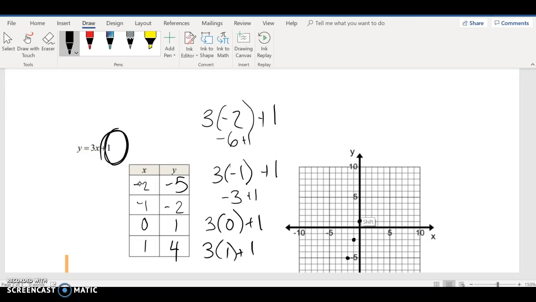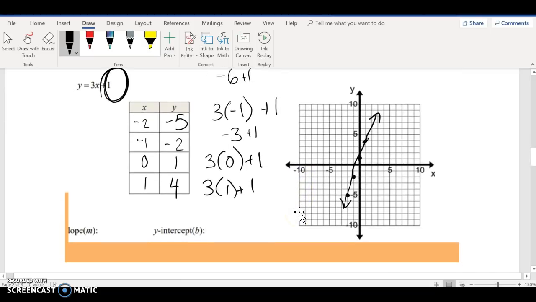Okay, and then 1, 4, it's right here. So again, yours is probably going to be prettier than mine because I don't have a straight edge right now. Your graph should look something like that. Well, what's my slope? Again, go ahead back up here. See, well, what's your slope?